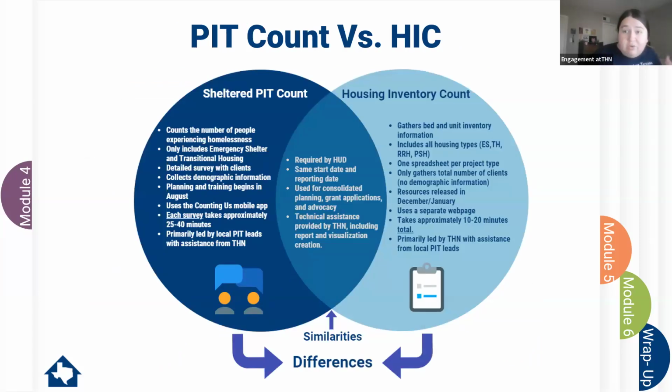Beyond that, this is just a quick Venn diagram to demonstrate the similarities and differences between the point in time count and the housing inventory count. I won't go into super high detail, but if I were to give a quick summary, the key differences are the PIT requires individual surveys of each client residing in the emergency shelter or transitional housing program, and each survey takes about 25 to 40 minutes. Whereas the HIC only requires you to fill out one form for each housing project that organization has, which amounts to about 10 to 20 minutes. We're just filling out the bed and unit inventory information as well as any funding that they might receive. The similarities are that they're both required by HUD, they happen at the same time, and I provide technical assistance for both. The PIT is driven by local leads with support from THN, whereas the HIC is driven by THN with support from local leads.